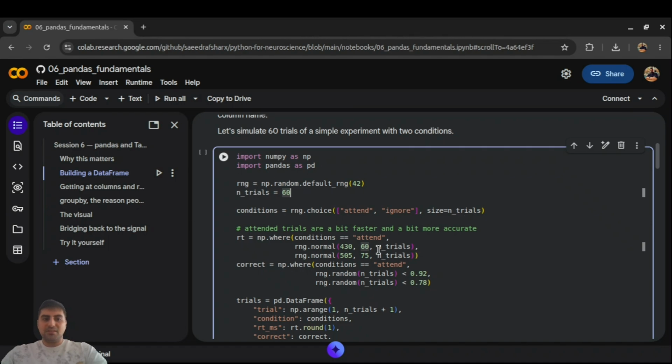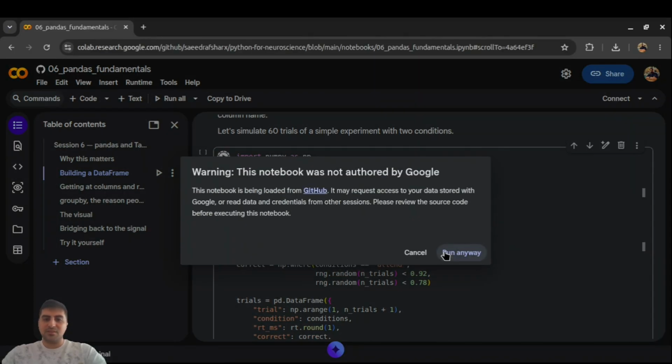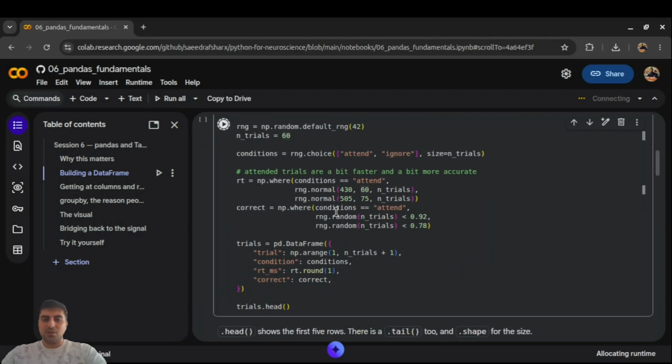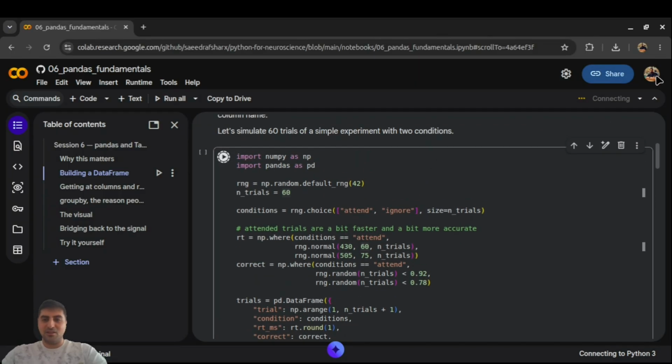The usual way to build a data frame is from a dictionary, which we were introduced to a couple of sessions before this. You know already about dictionaries from session 4. Each key becomes a column name, and each value becomes the column itself. Let's run the cell and see what's happening. I usually have to run the first cell before I start recording, so I wouldn't waste your time waiting until the runtime comes online, but bear with me. Okay.